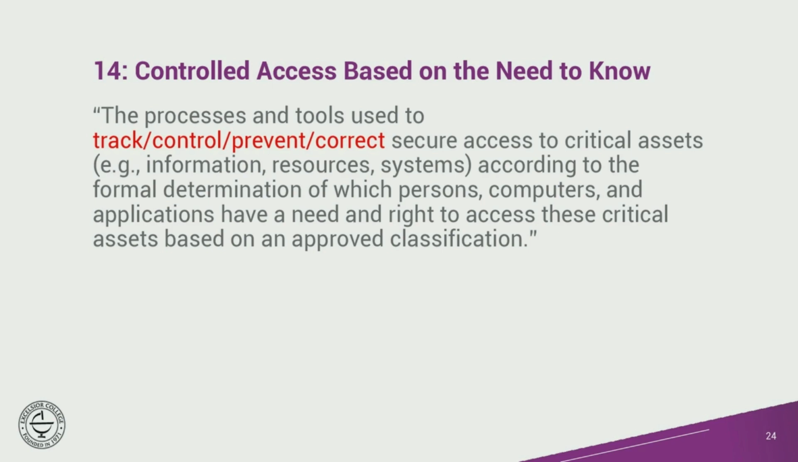So, controlled access based on the need to know. Those of you who are working for the federal government, this is a big one, right? All data is on a need to know basis. Track, control, prevent, or correct. I find the last part, the correct, is the issue when it comes to controlled access, because it takes a while for data to be corrected. It takes a while for machines to be corrected if there's issues. And if it's taking time, then there's actually going to be costs associated with it.